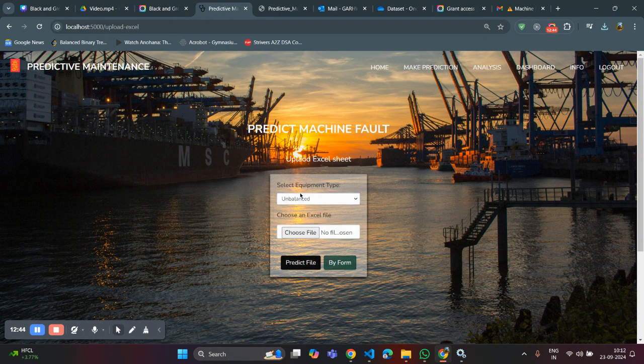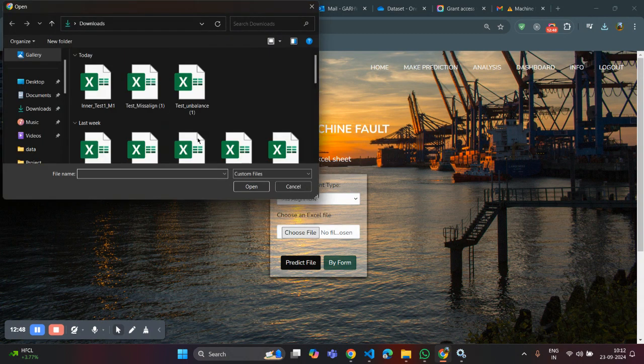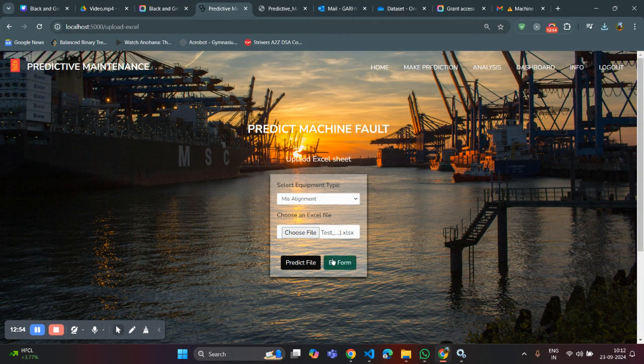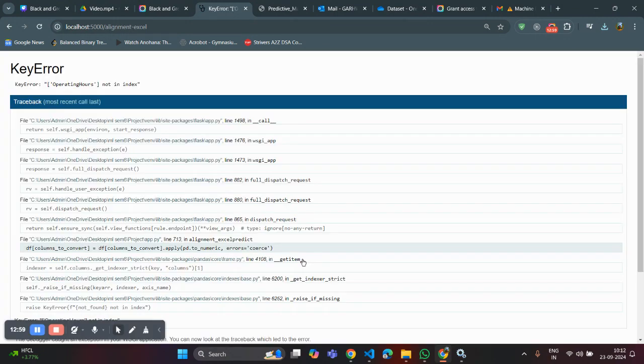See, this time I am taking the reading of misalignment. So what I will do, I will get the readings of all the machines in an Excel sheet, and I will give that Excel sheet to the system, and it will predict for all systems.